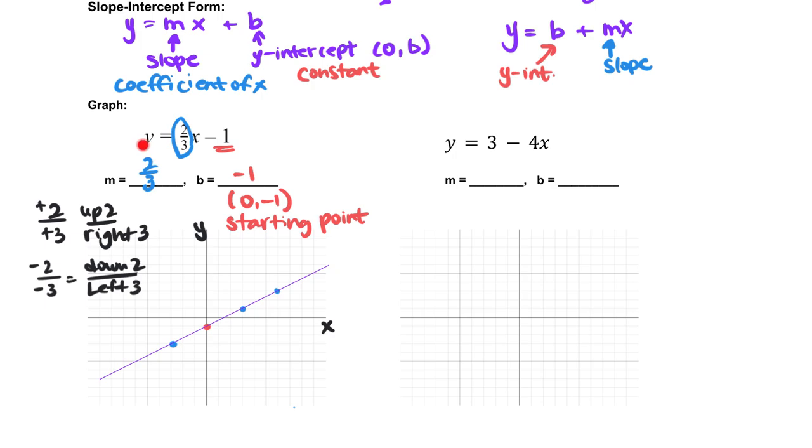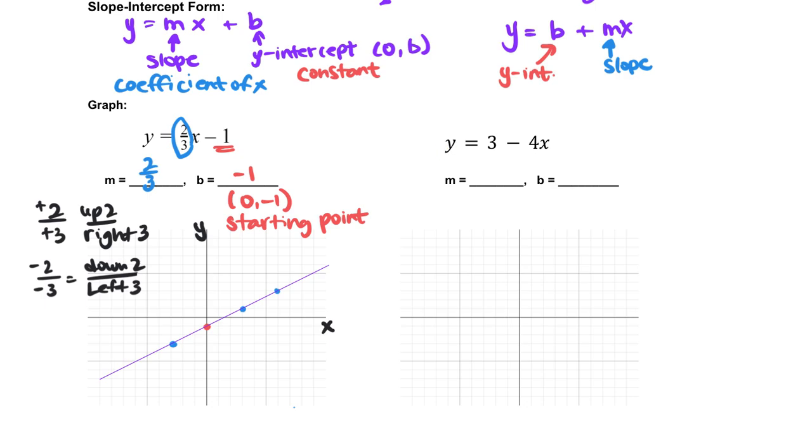So the graph of the equation y equals 2/3 x minus 1. We started at negative 1. We go up 2 over 3, up 2 over 3, and we get a positive line graphed just like this. Let's take a look at the next one.